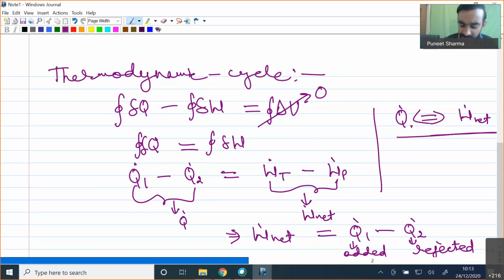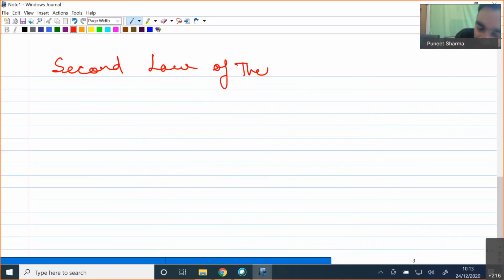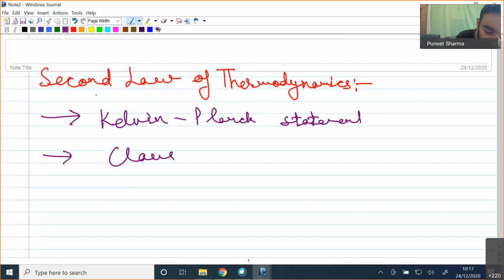This particular heat engine is nothing but a basis for our second law of thermodynamics. Now if I talk about the second law of thermodynamics, there are actually numerous ways to demonstrate the different statements of the second law of thermodynamics. But in particular, the first statement is referred to as the Kelvin-Planck statement, and the second statement is referred to as the Clausius statement.